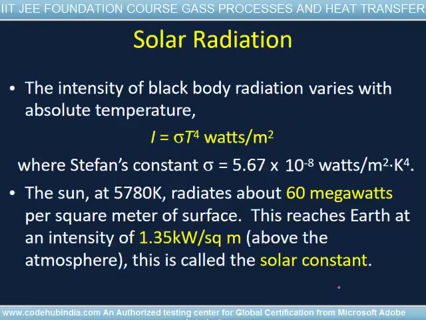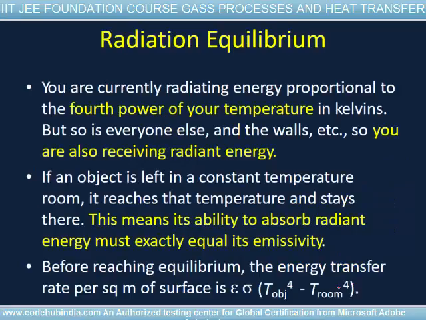The solar radiation, the black body radiation varies with the absolute temperature, and the sun radiates about 50 megawatts per square meter. It is not required, but we have to keep it for general knowledge. Radiation, including what? Try to understand the concept of level 1. Level 2 will define everything better.